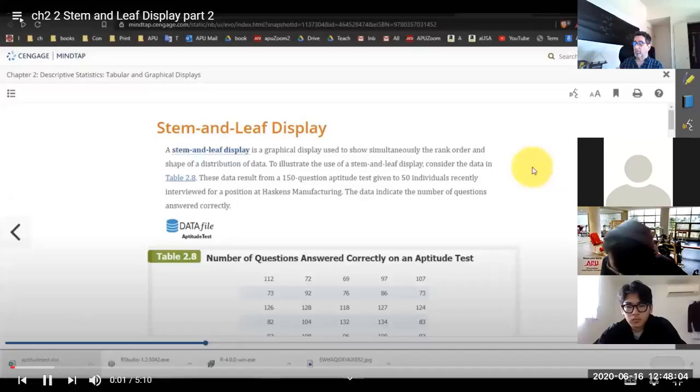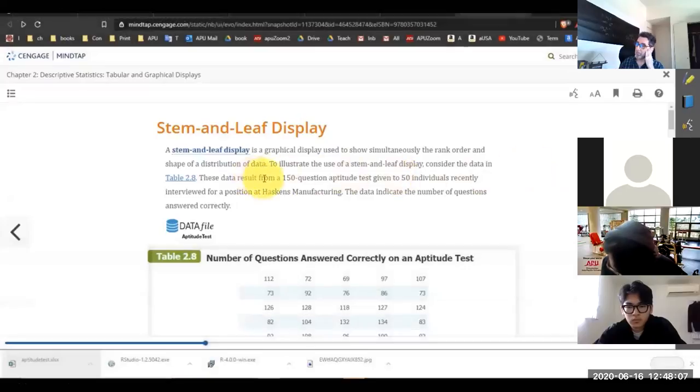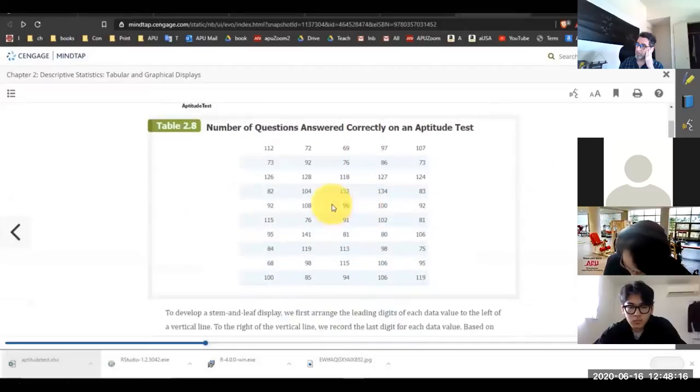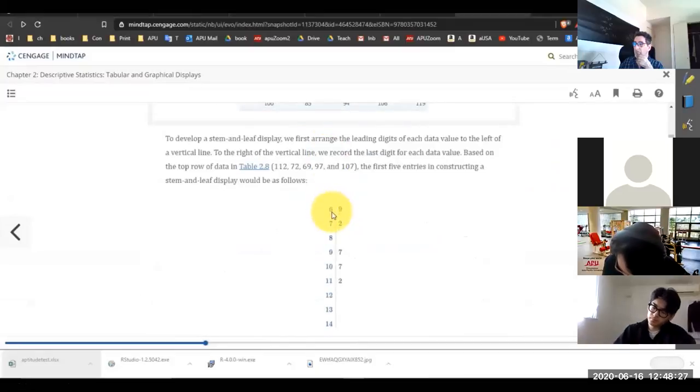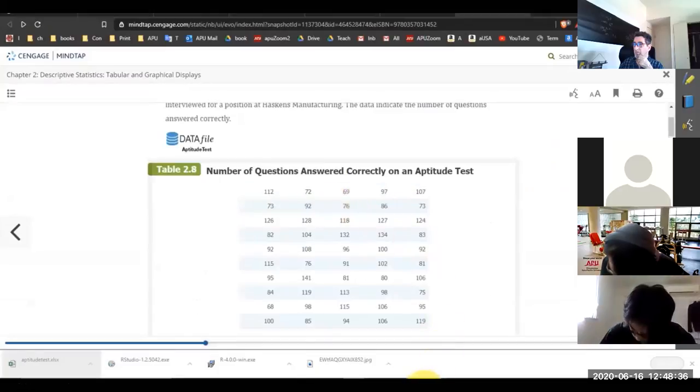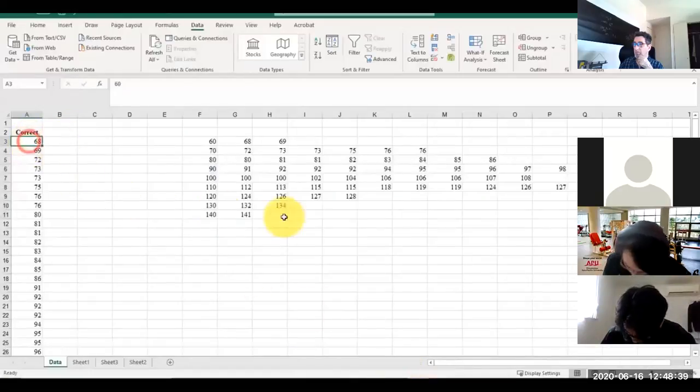Okay, so let's look at how they show the stem and leaf. So they said they have a 150 question aptitude test given to 50 people. So we have 50 pieces of data in here, and this is how many answers each person got correct. So to make the stem and leaf, they actually don't say 60, 70, 80, 90. They say 6, so this is read as, the smallest element apparently was, let's see, 68. Well, 69 and 68.